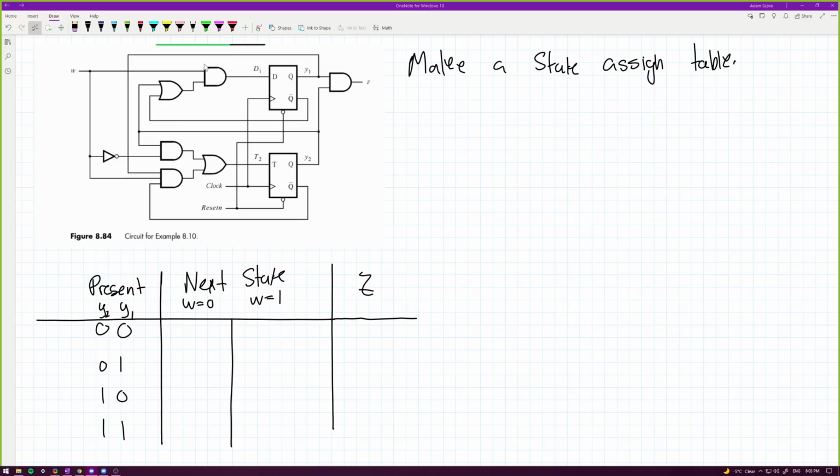Wouldn't it be Mealy since the output is from the combinational part? It's more about what it depends on, right? What it's a function of. So you see Z, if I just make a function for Z here, it's equal to Y1 and Y2, right? Not depending on W. It doesn't depend on W.